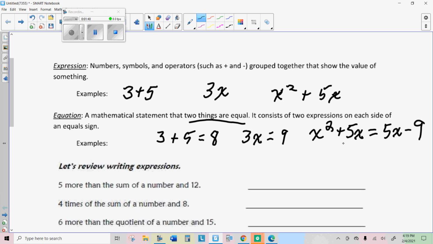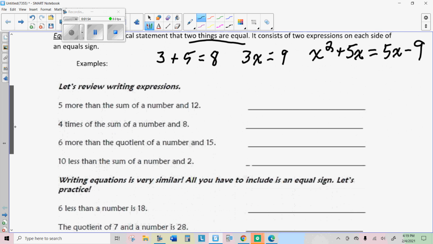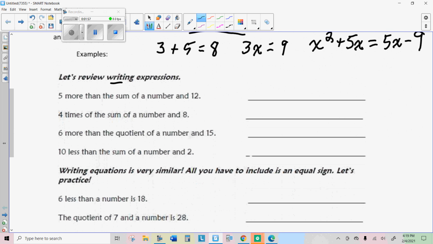All right, and a lot of equations have a limited number of solutions. Some have, like this equation, an infinite number of solutions. All right, but we'll get into that later. So let's review writing expressions, what the different words mean in math.